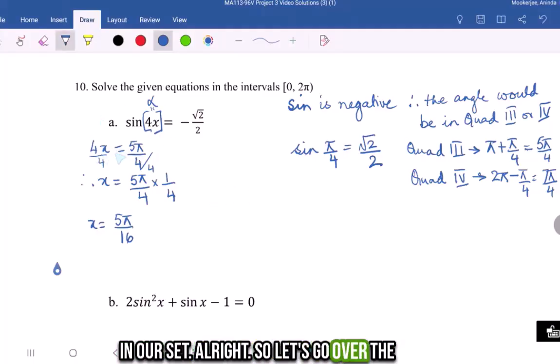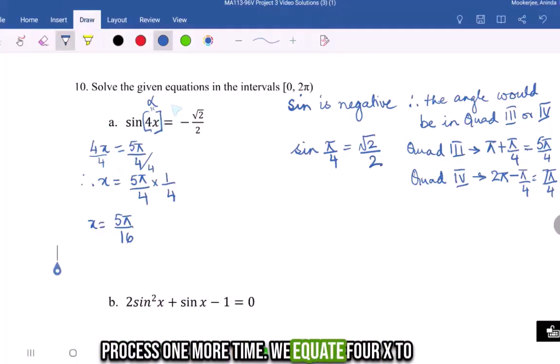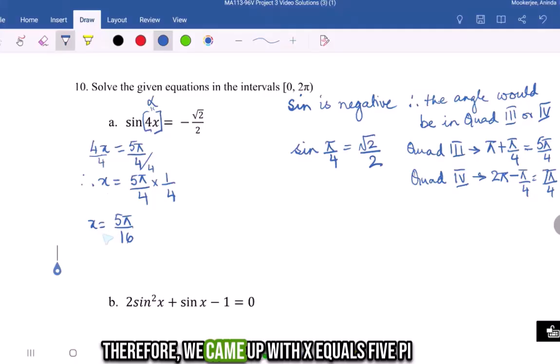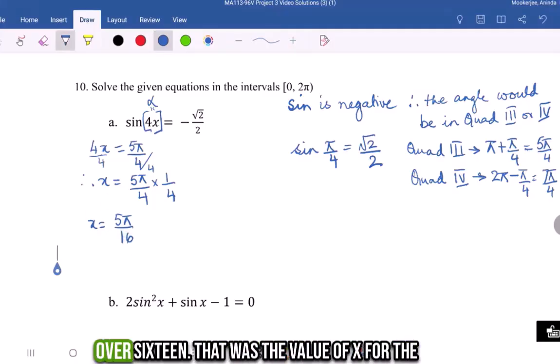All right, so let's go over the process one more time. We equate 4x to 5 pi over 4 and solve for x, right? Therefore, we came up with x equals 5 pi over 16.